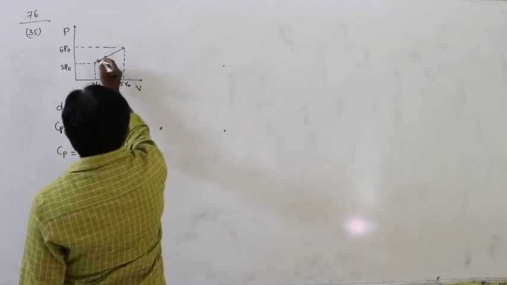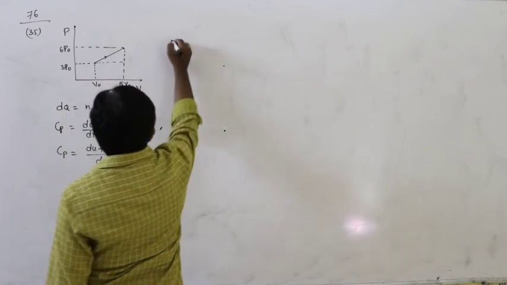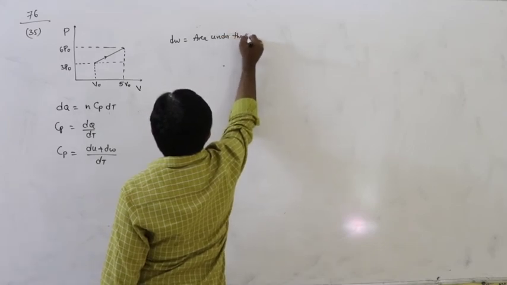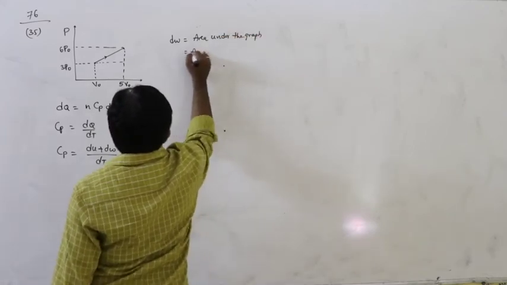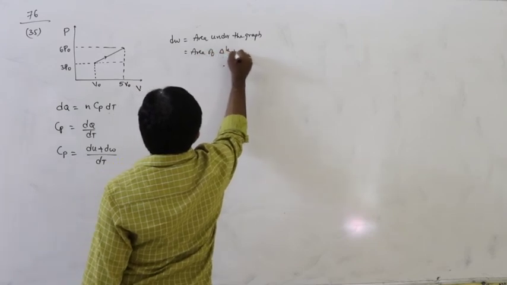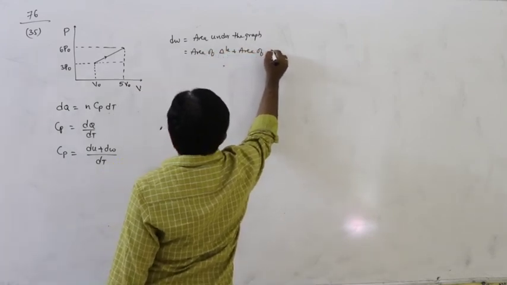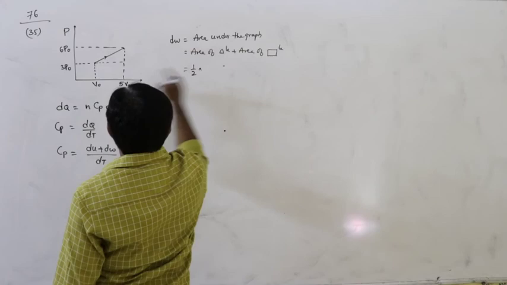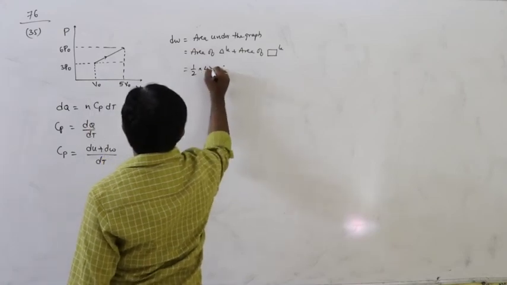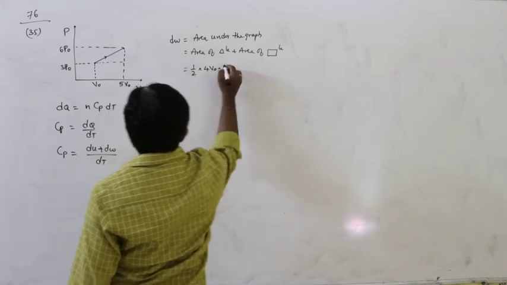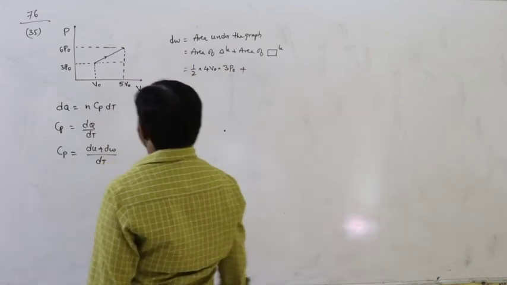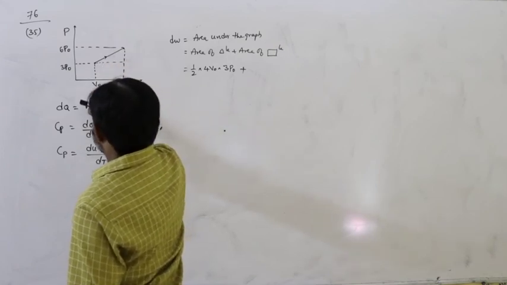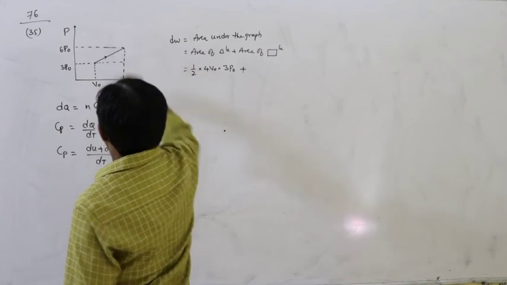So what is the work done? Work done is the area under this graph. So dW is equal to the area under the graph, which is the area of the triangle plus the area of the rectangle or square, whatever it is. Area of the triangle is half into base into height. The base is expanding from V naught to 5 V naught, that is 4 V naught, and the height is 3 P naught to 6 P naught, that is 3 P naught.